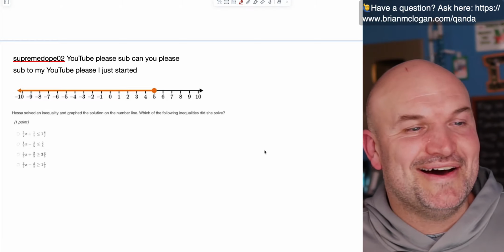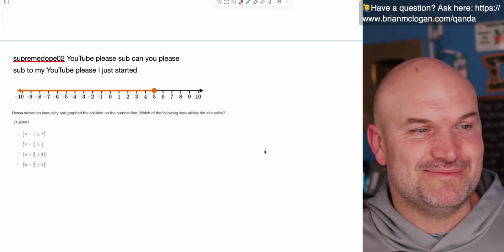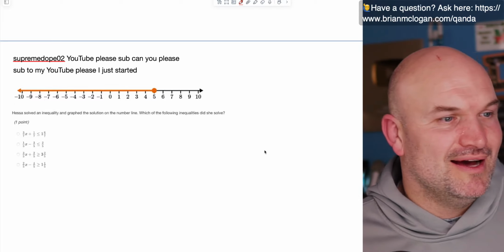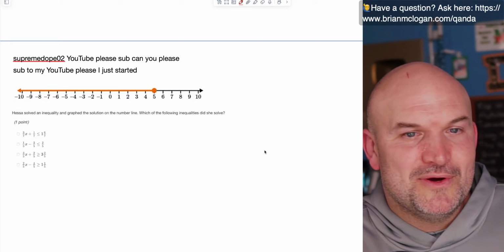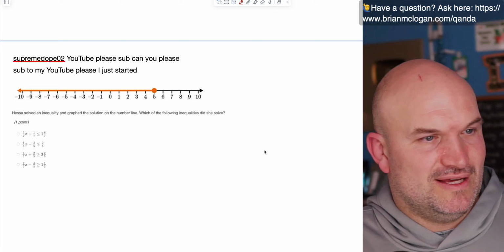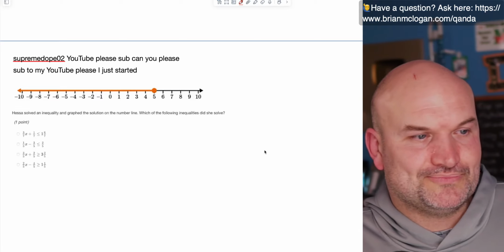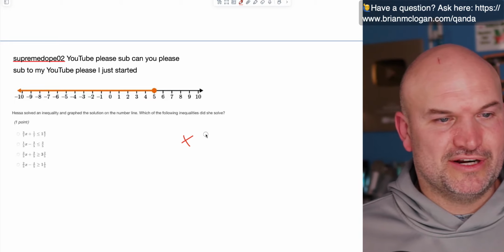I think this might be the same person because the problems they submitted look very, very much the same. Has to solve an inequality and graph the solution on the number line. Which of the following inequalities did she solve? Now, we know the solution is x is less than or equal to 5.